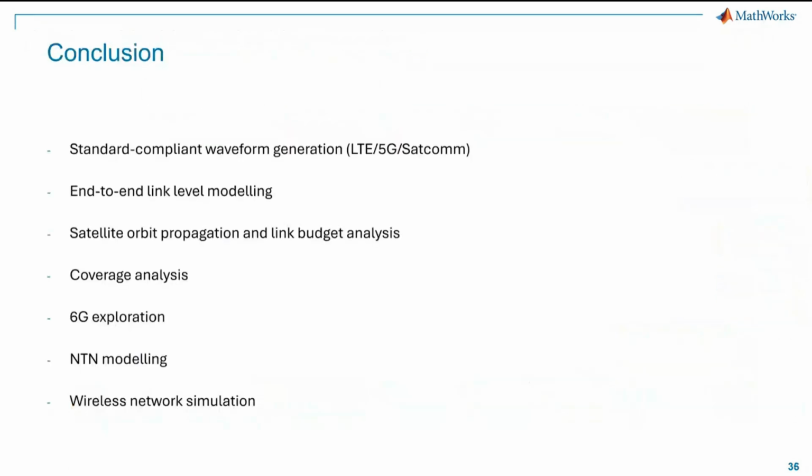There are many other things I could have talked about, so I'll take some questions on that and I can bring things up as necessary. But just to conclude, I tried to build a picture of wireless communications today and where the main interests are and where we are investing our efforts to provide capabilities, including on the waveform generation side, the end-to-end link level, the satellite and how that satellite orbit propagation fits back into the cellular scenarios, the coverage analysis, moving beyond 5G to 6G exploration, the non-terrestrial modeling.